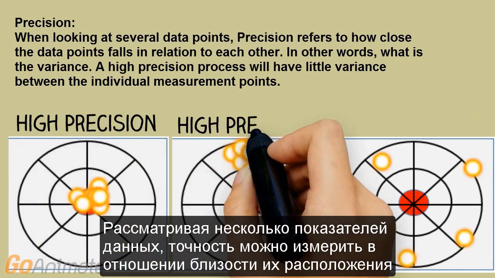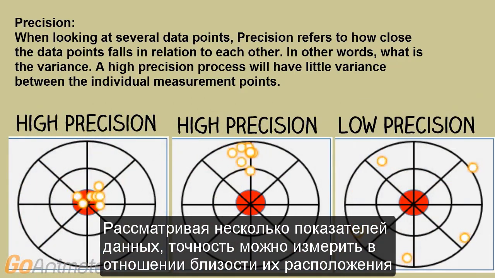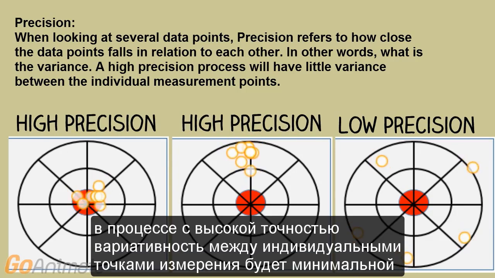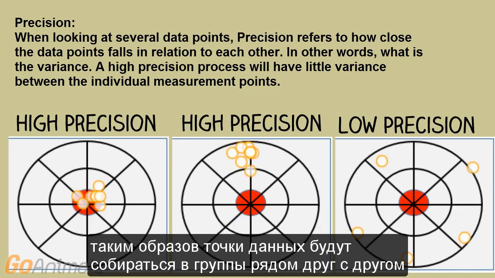Precision. When looking at several data points, precision refers to how close the data points fall in relation to each other. In other words, what is the variance? A high precision process will have little variance between the individual measurement points. Therefore, the data points will be clustered around each other.